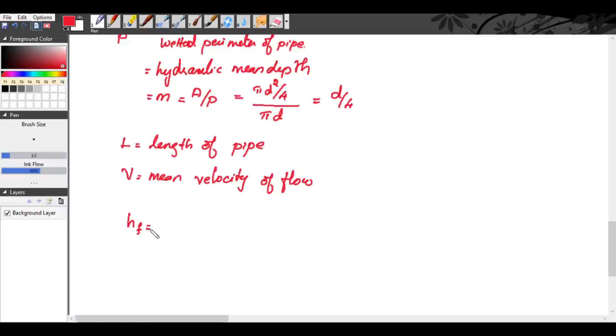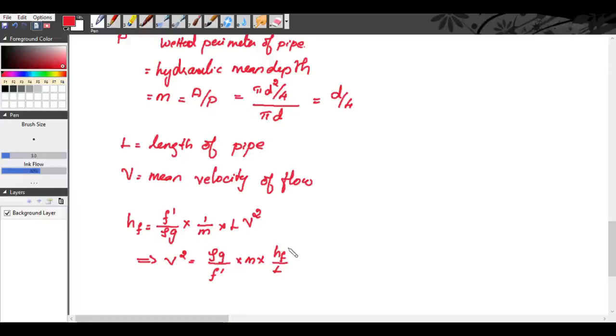HF is equal to F dash by rho G into 1 by M into L V square. So from this we get V square is equal to rho G by F dash into M into HF by L.